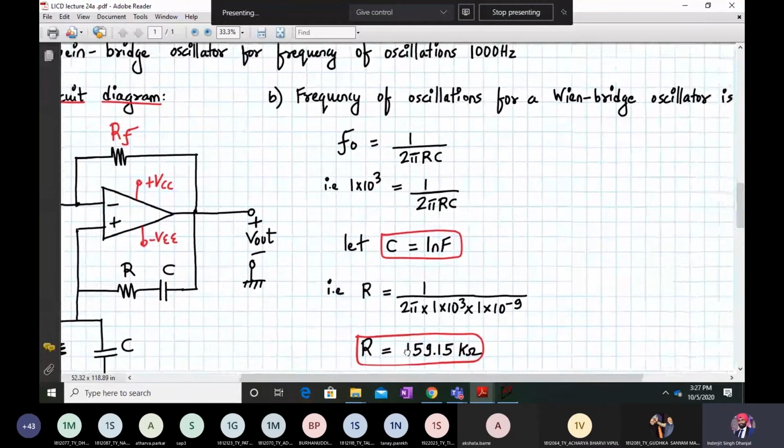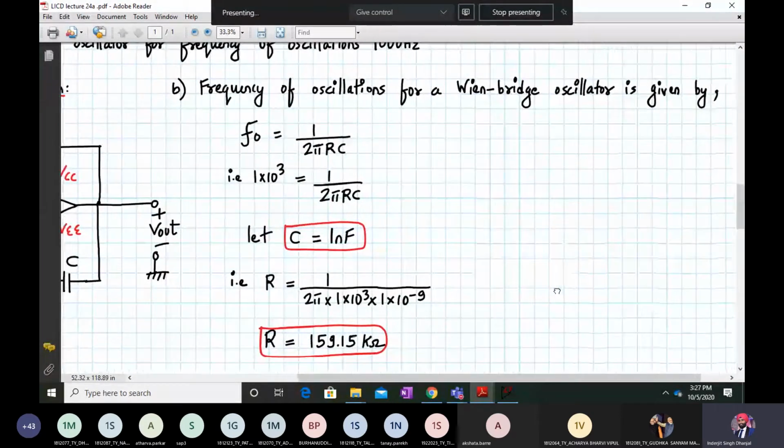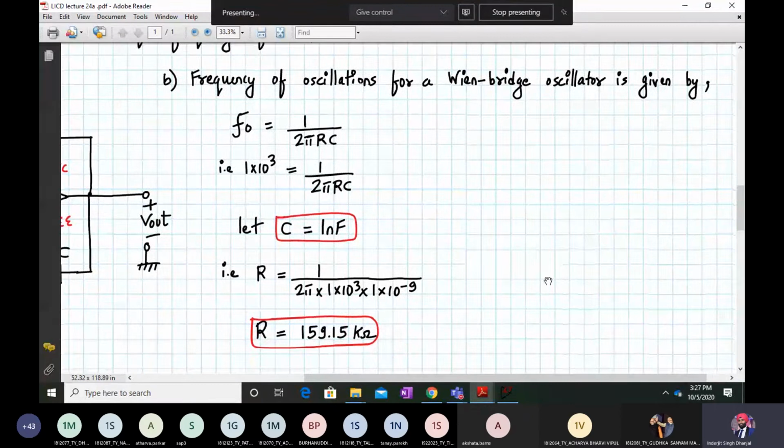So we'll start with the frequency of oscillations formula of a Wien bridge oscillator. We will derive that, don't worry. Right now, first we will design it, and then we'll try to understand it in LTspice. F naught is given by 1 upon 2 pi RC, where F naught is 1 kilohertz, that is around 1000. There are two unknowns, R and C. It's normally preferred to assume the value of C. We can assume a small capacitor value, maybe in nanofarads. So let C equal 1 nanofarad.